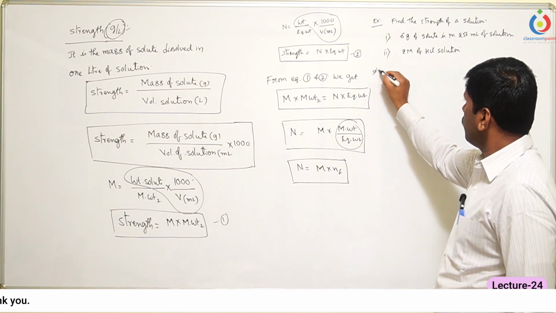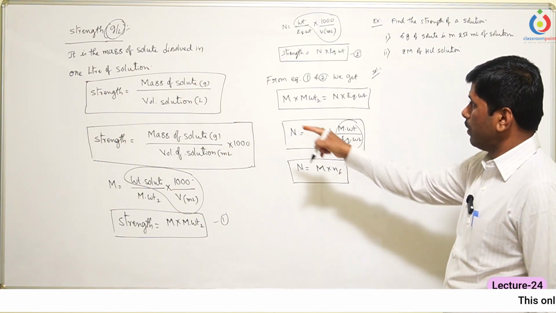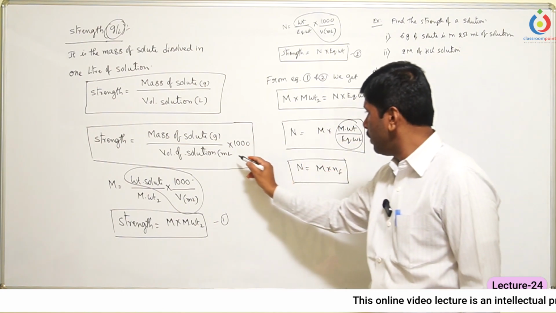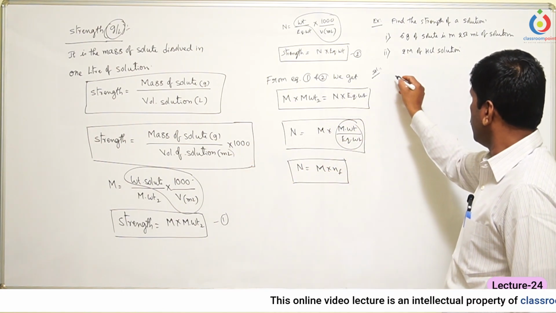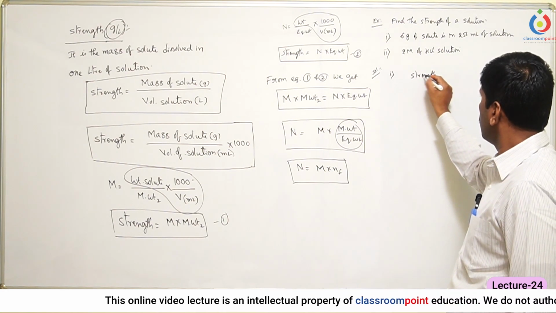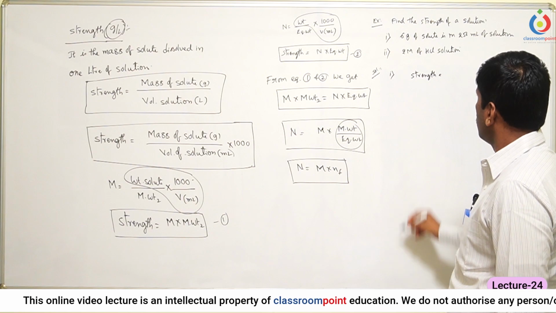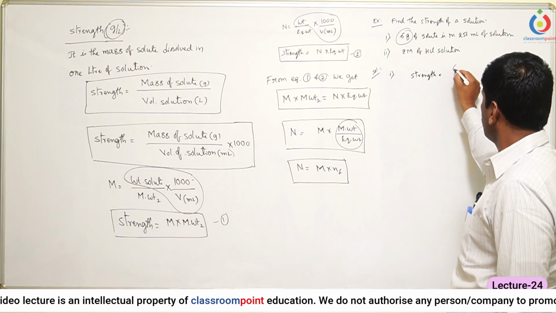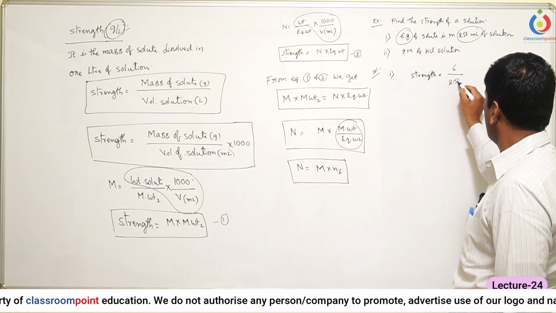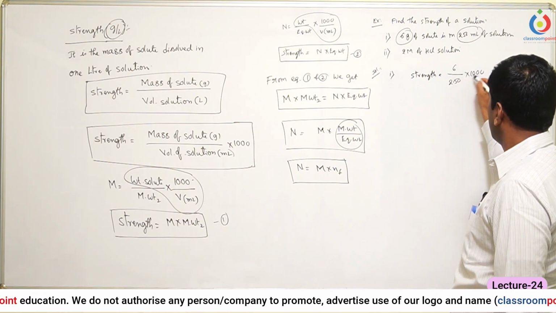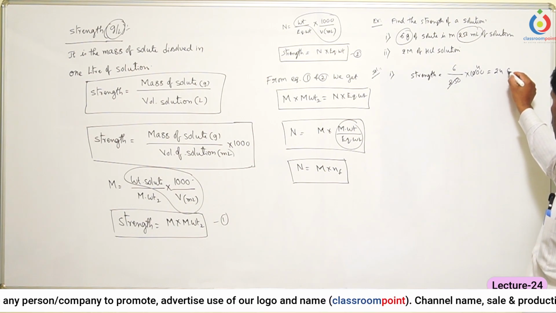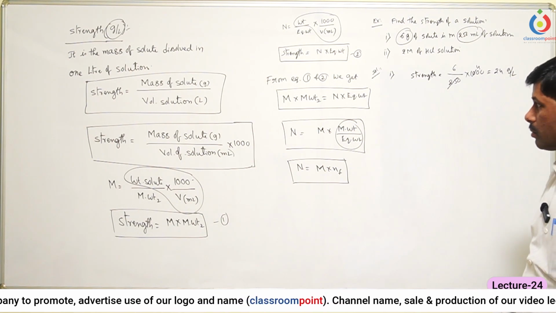So the solution for this is, using the first formula. Here volume is given in milliliters, so strength is equal to mass of solute, given as 6 grams, divided by volume of solution, given here as 250 ml, multiplied by 1000. So it comes to 4 times 6, that is 24 grams per liter.